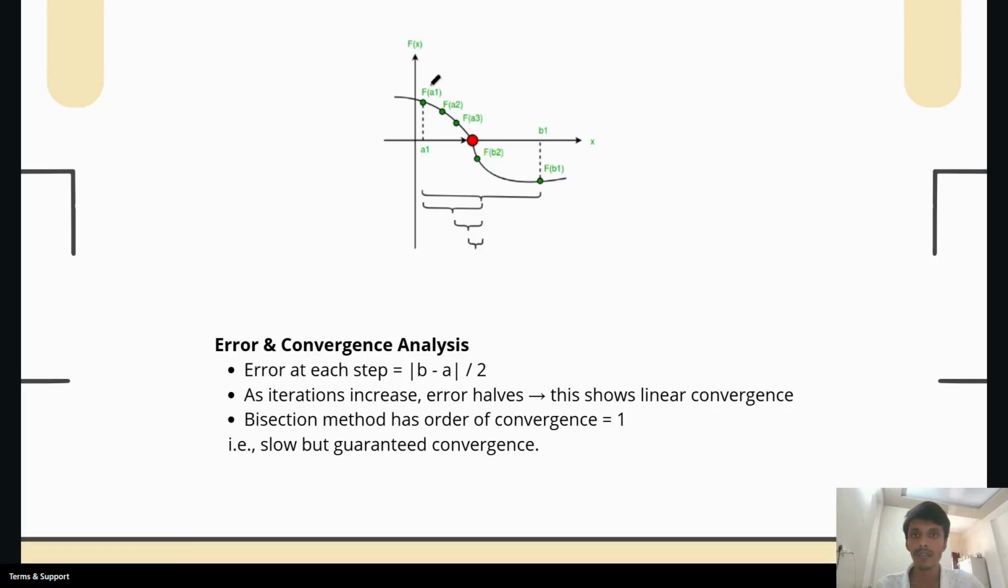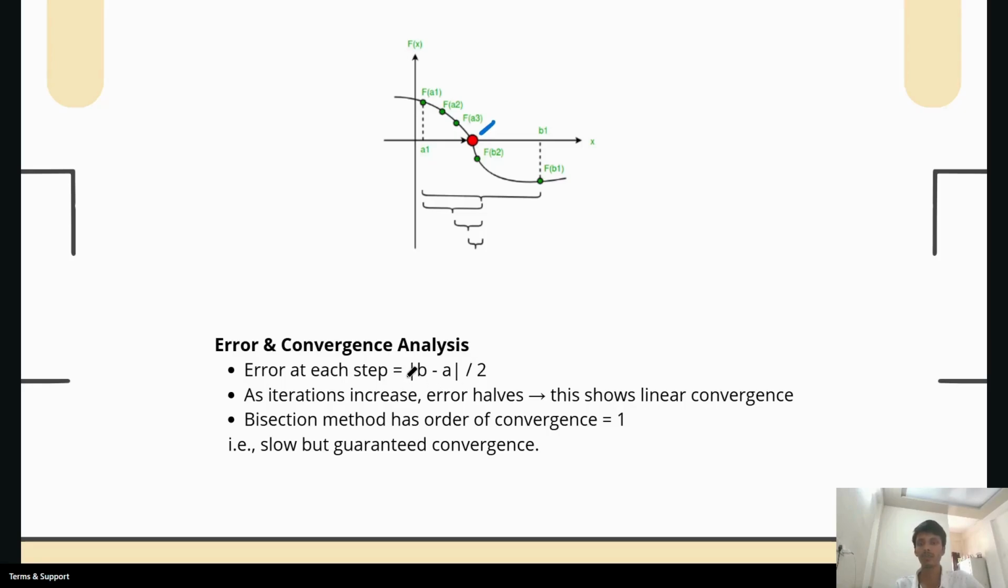This is the graphical interpretation of the function. Here it is like a parabola in which f(a), f2, f3 are positive values, and f(b), f1, fb2, fb1 are negative values. Here lies the root of the function.